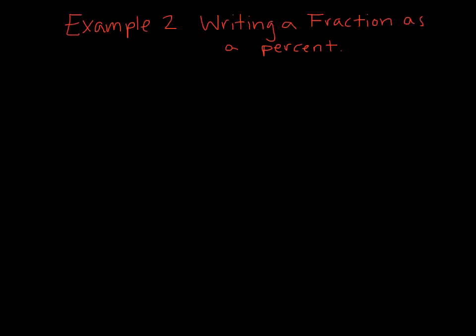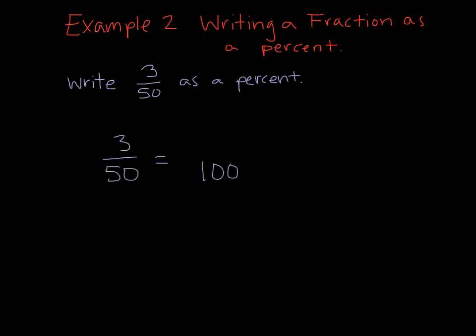Example 2, writing a fraction as a percent. So if this is a homework problem or a test question and the directions said, write 3/50ths as a percent, what would you do? So you start off with your 3/50ths, and we know for sure our bottom number has to get to 100 in order for us to get an equal percent. So how did I get from 50 to 100? Well, very easily we can multiply it by 2. We should all be able to tell that. Whatever I do to the bottom, I'm going to do to the top. 3 times 2 is 6. So my answer would be 6%.